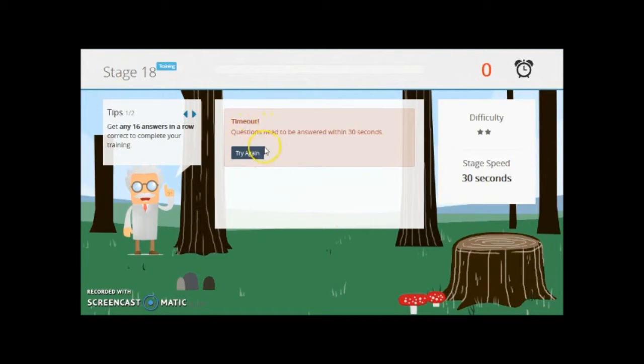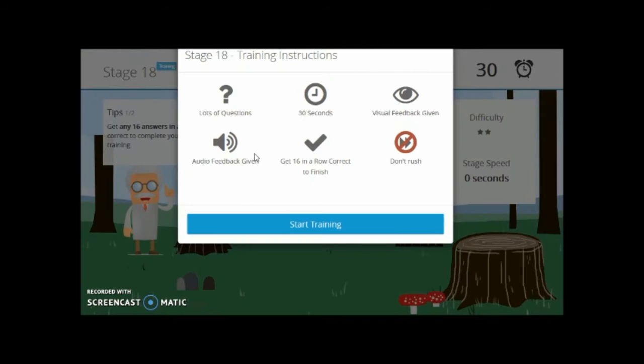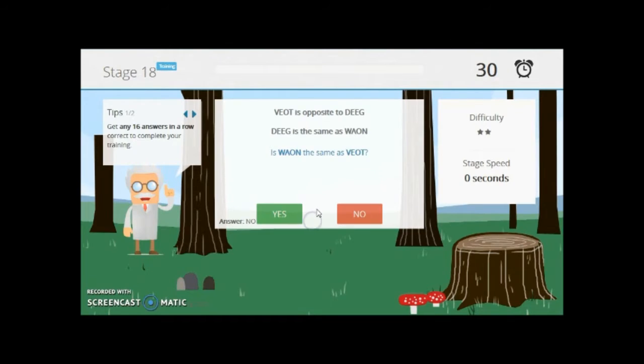Notice that if I didn't finish in that time, it will time out, and I will have to repeat the process and start over again. So it's both relationship based, identifying the concept, as well as doing it within the allotted time. And you can see the time click down. VEOT is opposite DEG. DEG is the same as WAON. So if these 2 are opposite and these 2 are the same, then this cannot be the same as that. So our answer has to be no. And now you can see our progression here.